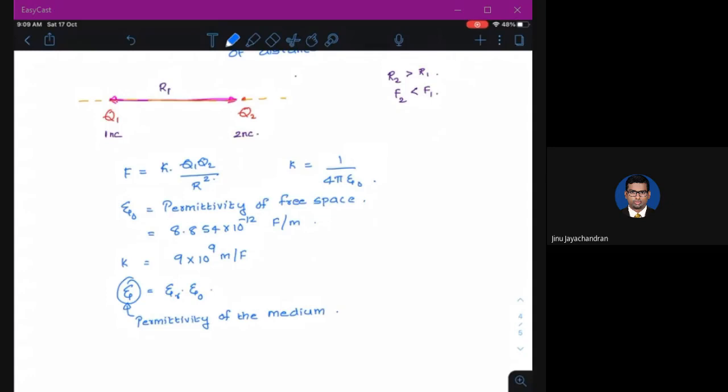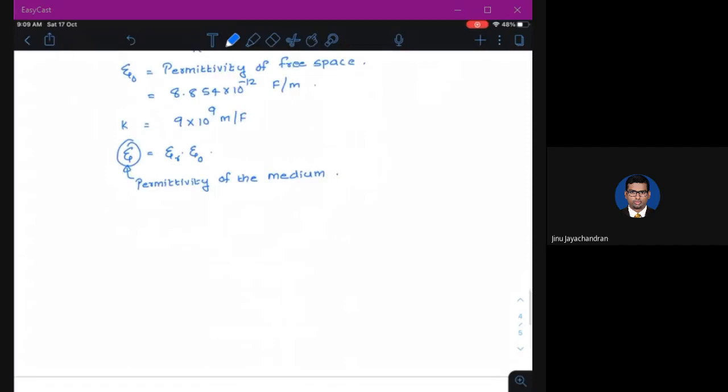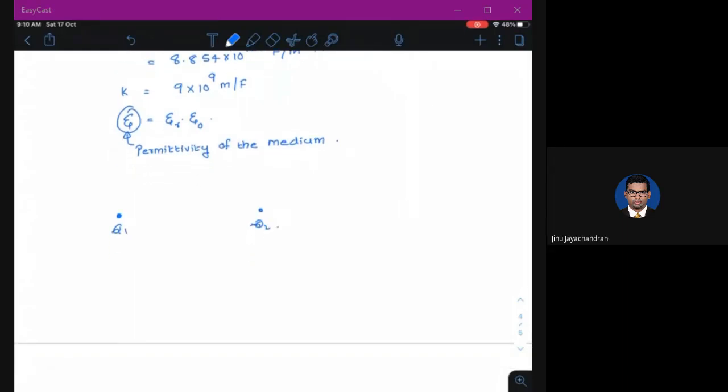Okay. Now this we have done in very layman's terms, where we haven't used any kind of vector notations, although it is needed because force is a vector, right? So you see that, let's say there are 2 points, Q1 and Q2. Now we are going to look at in the vector notation how this happens.